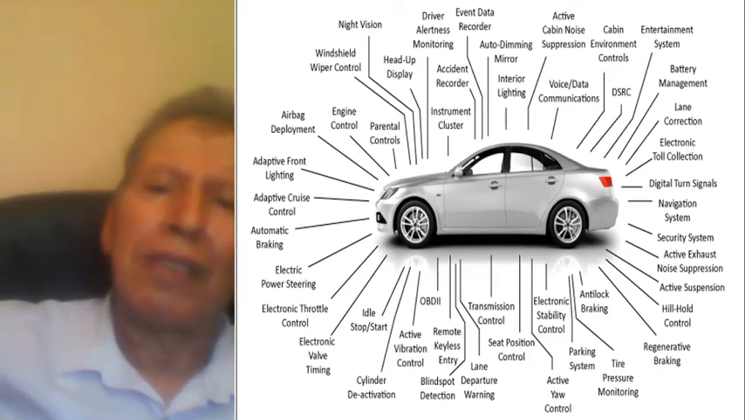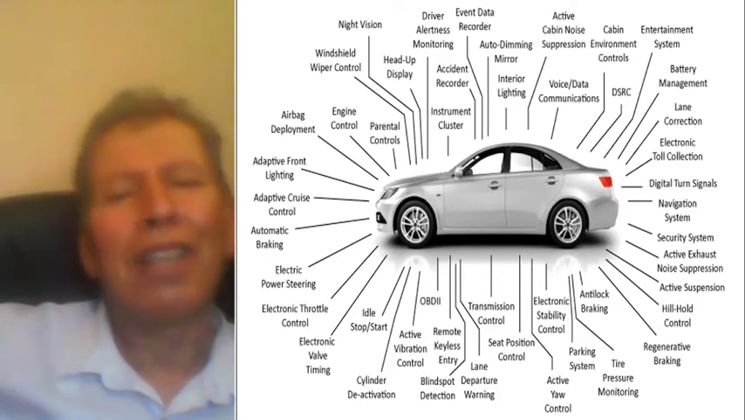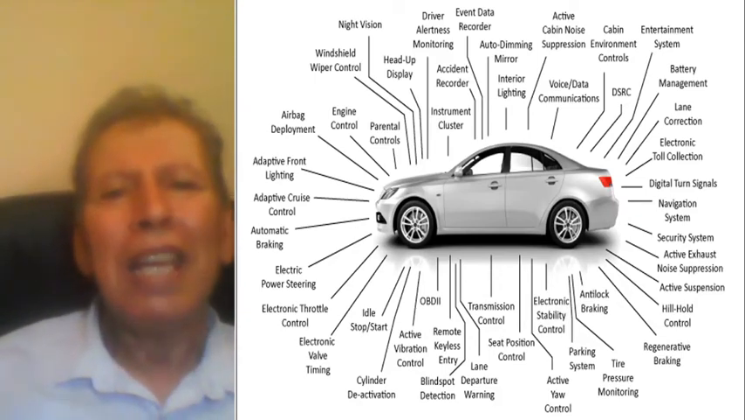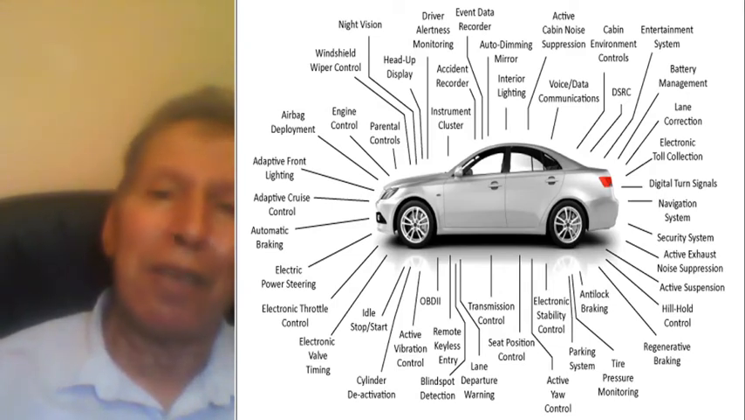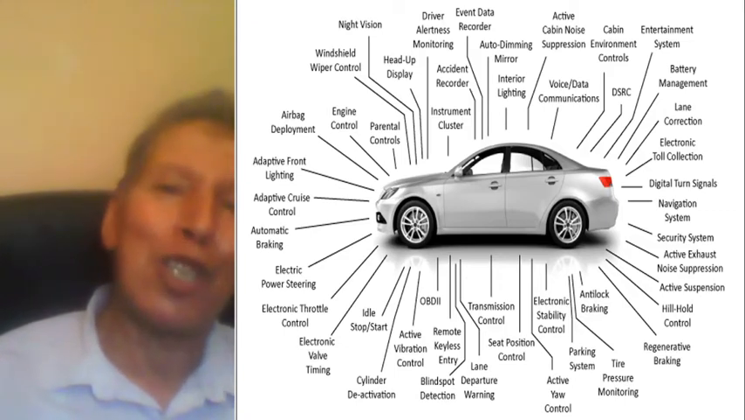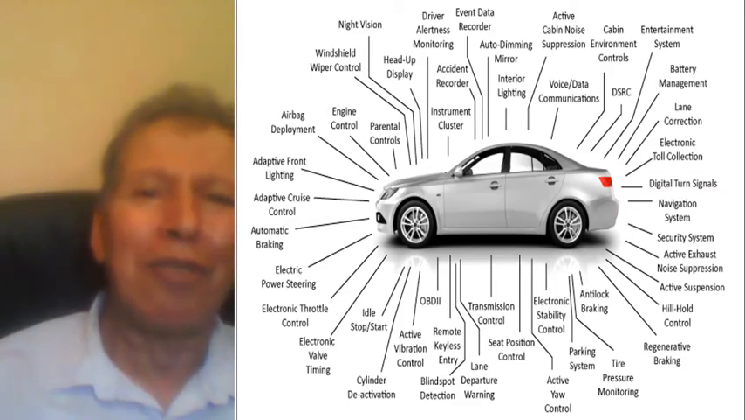Interior lighting for the cabin. Auto dimming mirror. It dims automatically by itself. That's a dream for me. Even event data recorder. Oh yes, I didn't know that. So it's like a ship, it's like a boat, an event data recorder. It will record all the data, and that data can be mined and exploited for the driver, for the automobile company, and for everything.